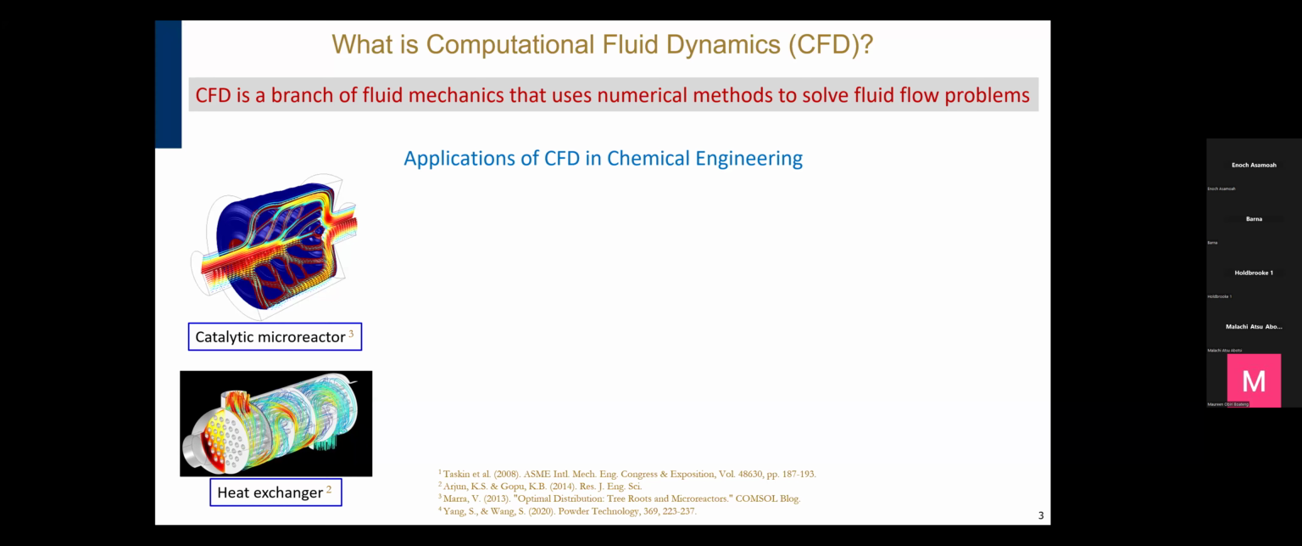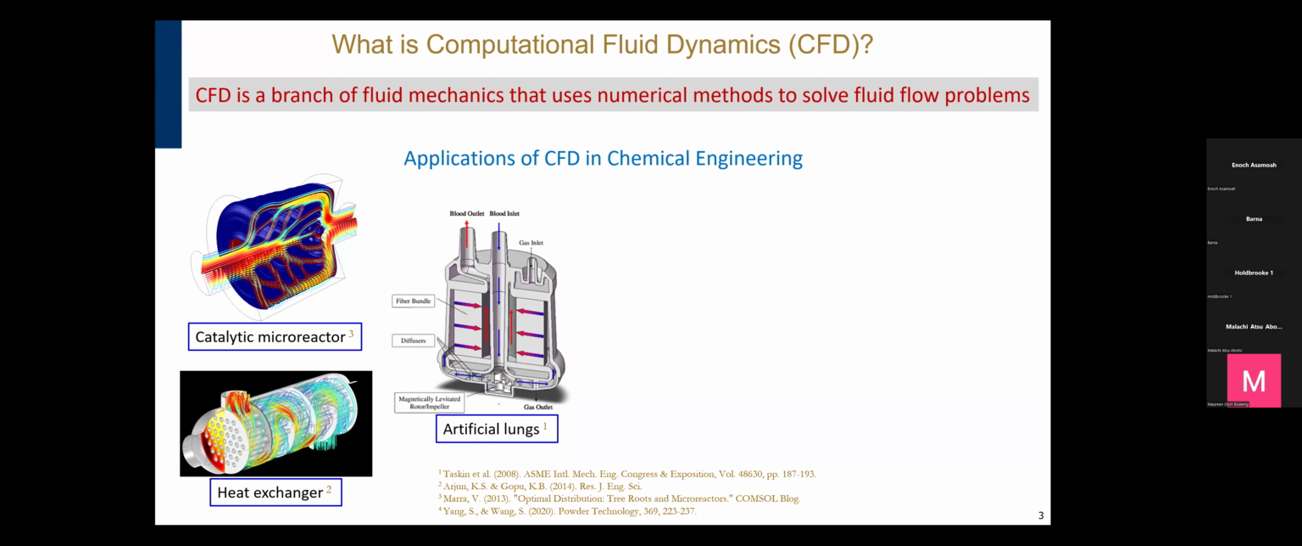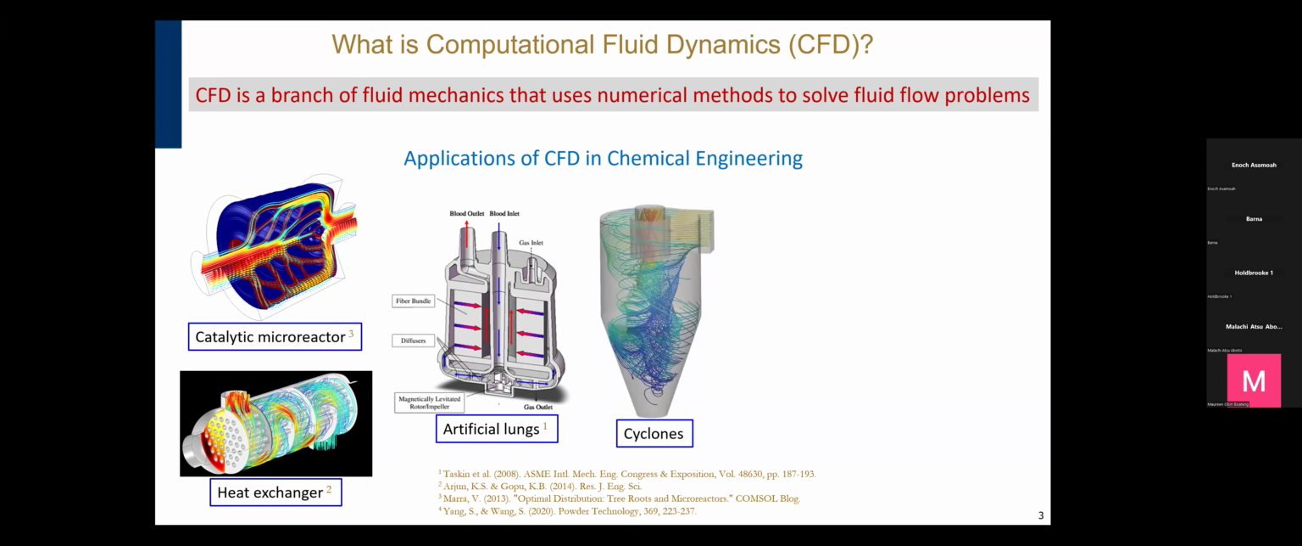Now, another example is that if you want to design artificial lungs, which is a form of membrane, you can leverage CFD in this case to optimize or even come up with quite interesting designs for artificial lungs. There are more conventional chemical engineering applications of CFD, which are cyclones, which are based on centrifugal forces as well.